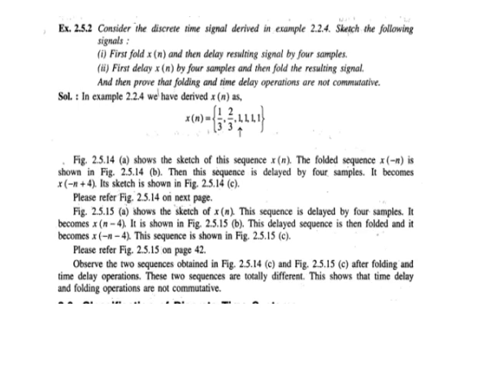Now consider the discrete time signal. This is another example derived in the 2.24. Sketch the following signal. First fold x of n and delay resulting signal by 4 samples. First delay x of n by 4 samples and then fold the resulting signal. So this is the original signal that is given for us.